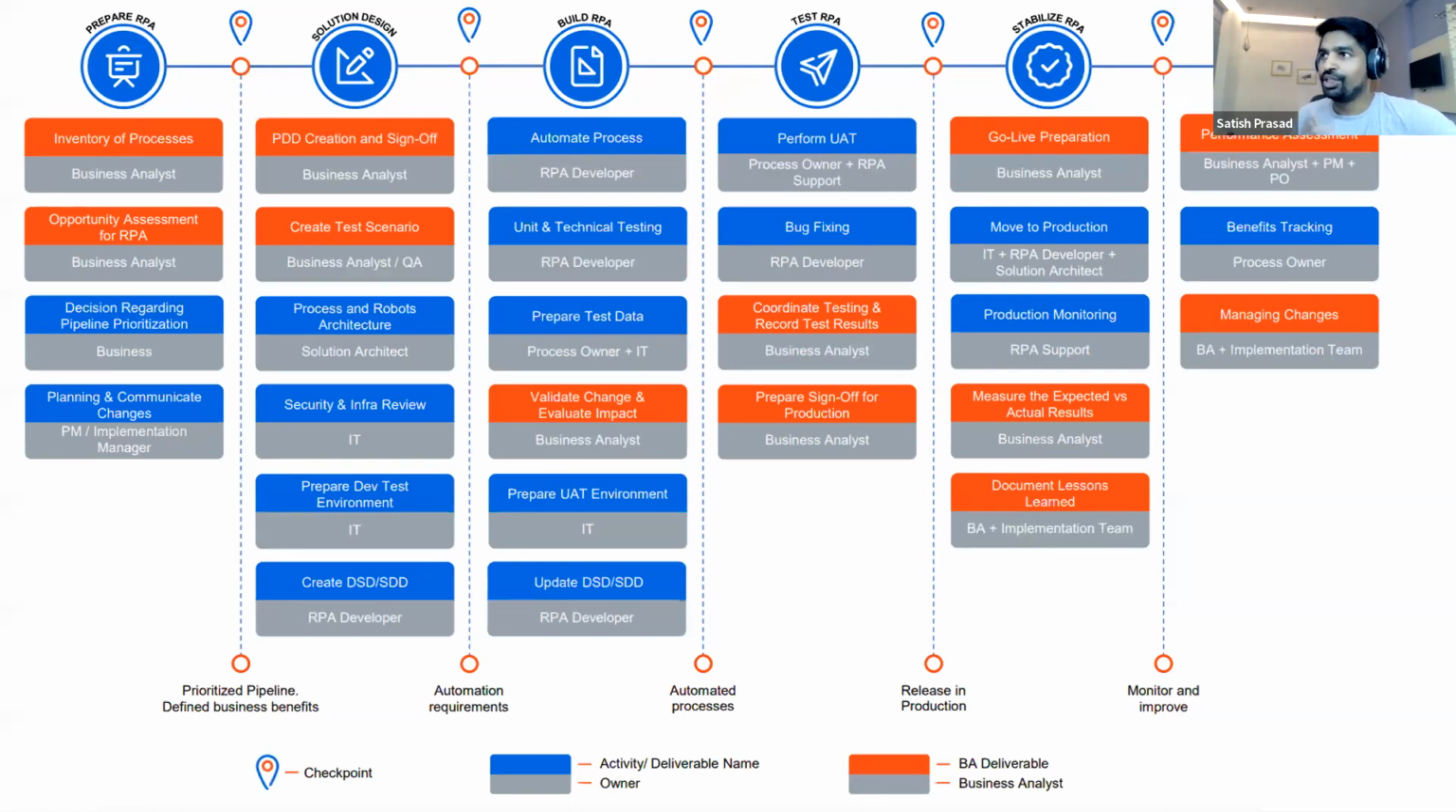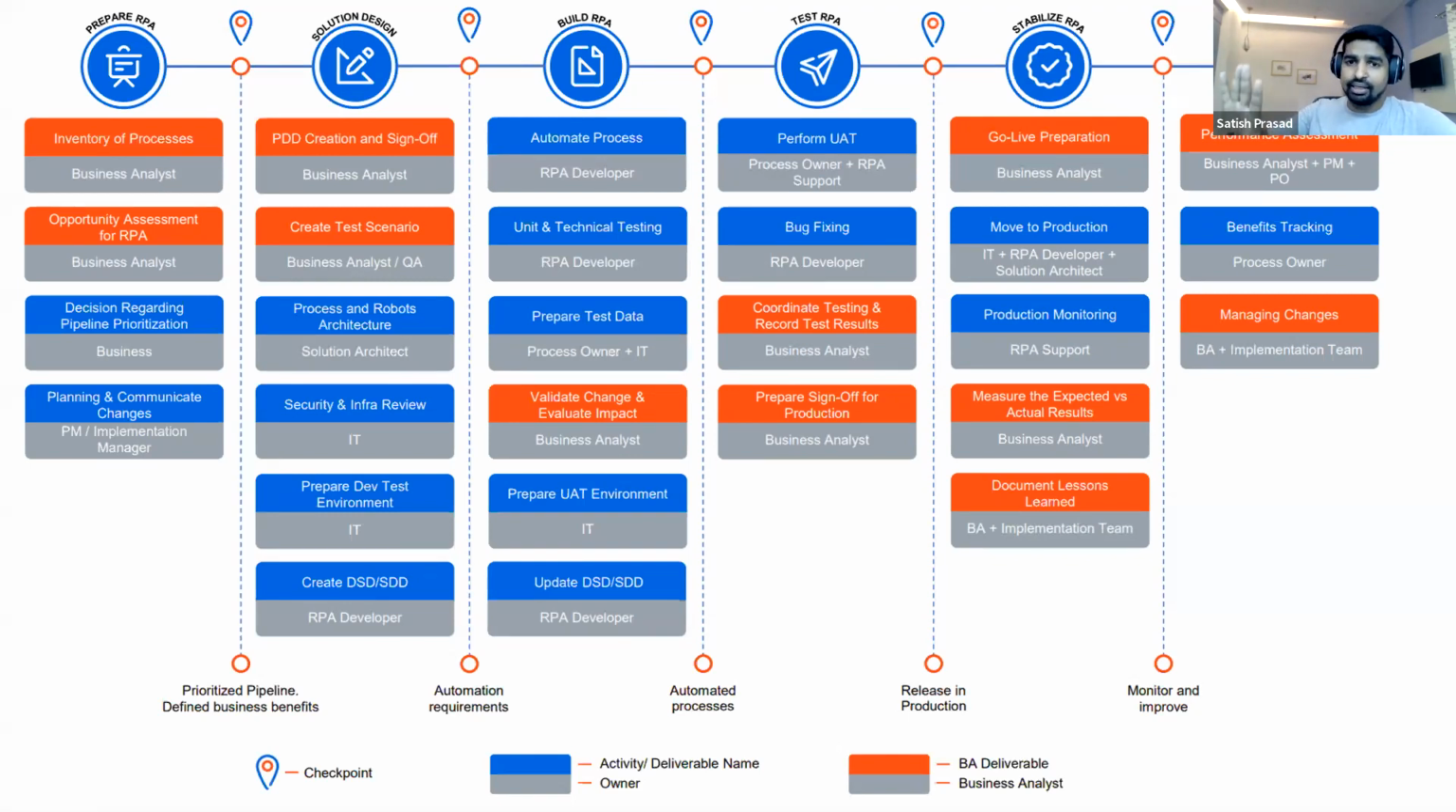Let's talk about the next phase, which is the solution design phase. So what all things will be happening in a solution design phase, right? I talked about we need to create a PDD, right? PDD is a single source of truth for all the information that is required for development of a bot. And the business analyst will be responsible for creating a PDD, right? And he'll also be responsible to get it signed off by the business users and the process SME, right? He'll also work with the testing team to create test case scenarios, right? So these are the responsibilities of the business analyst.